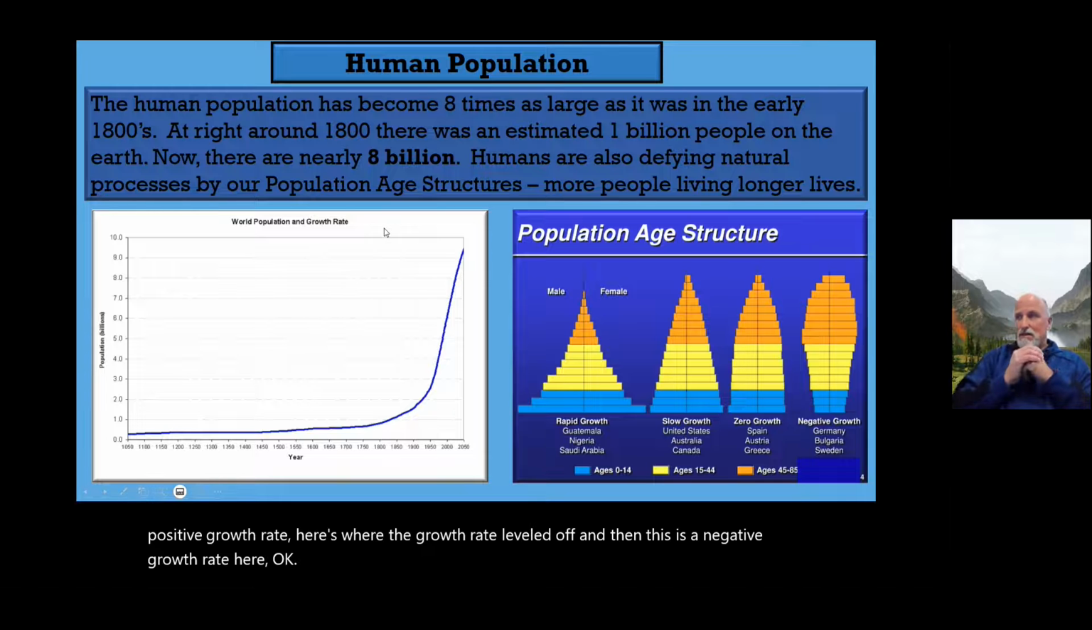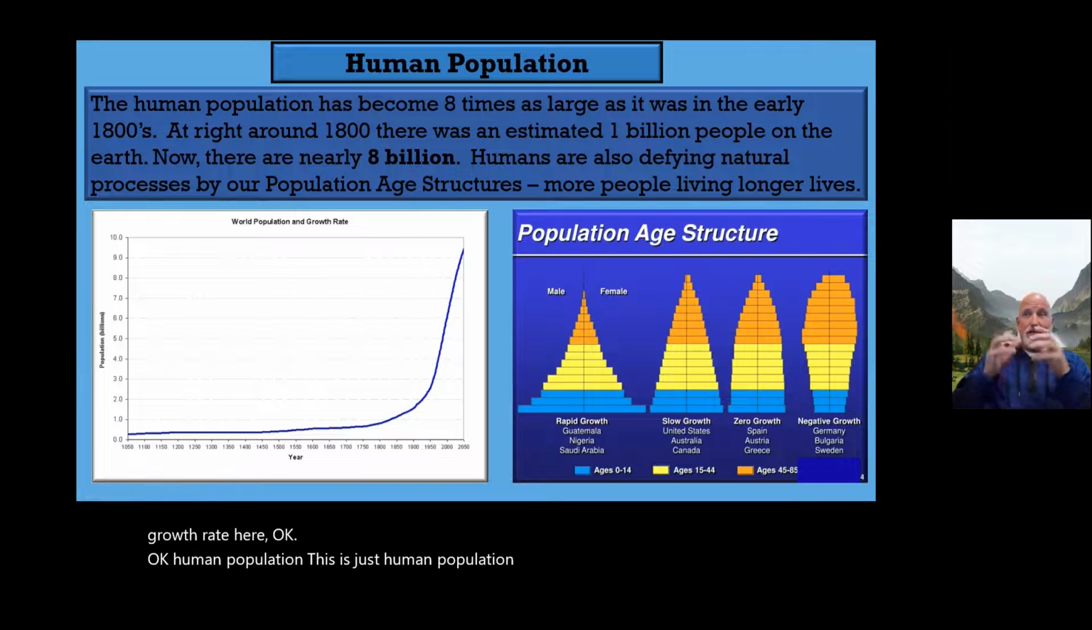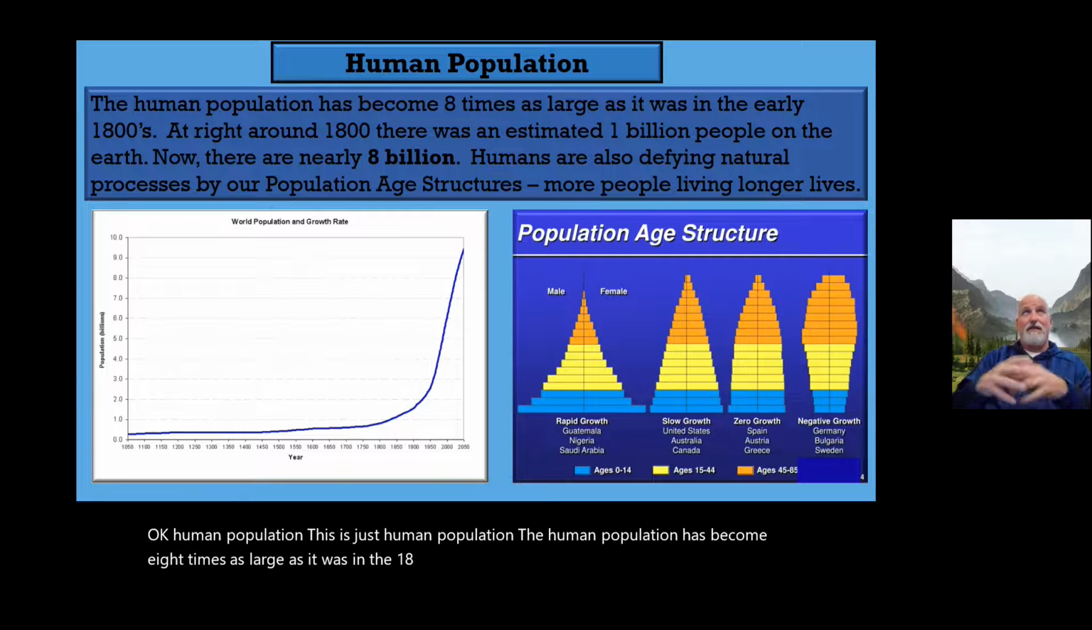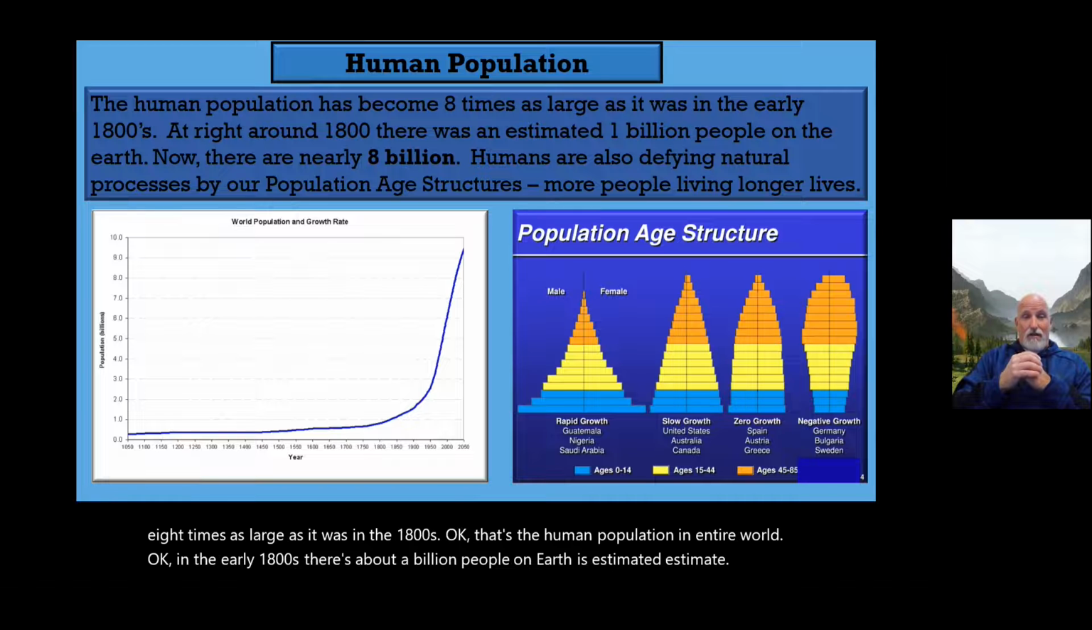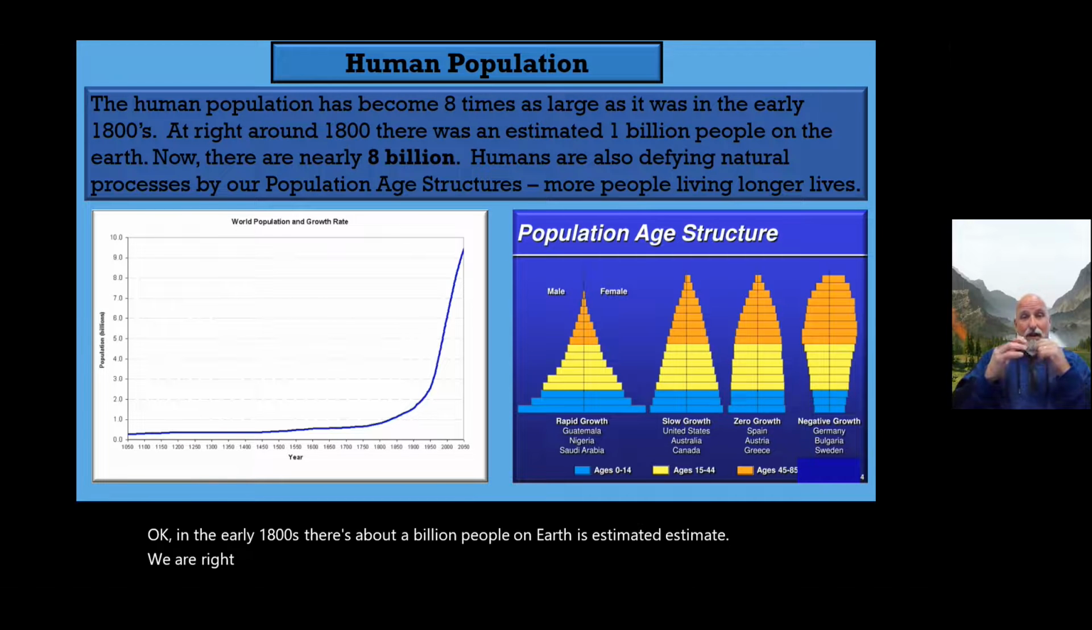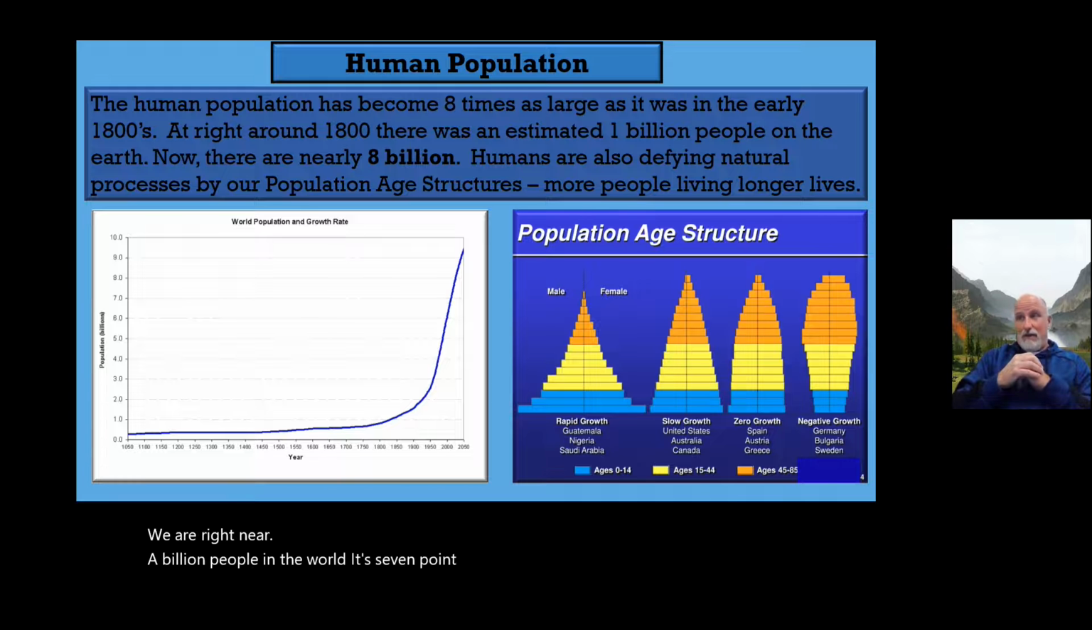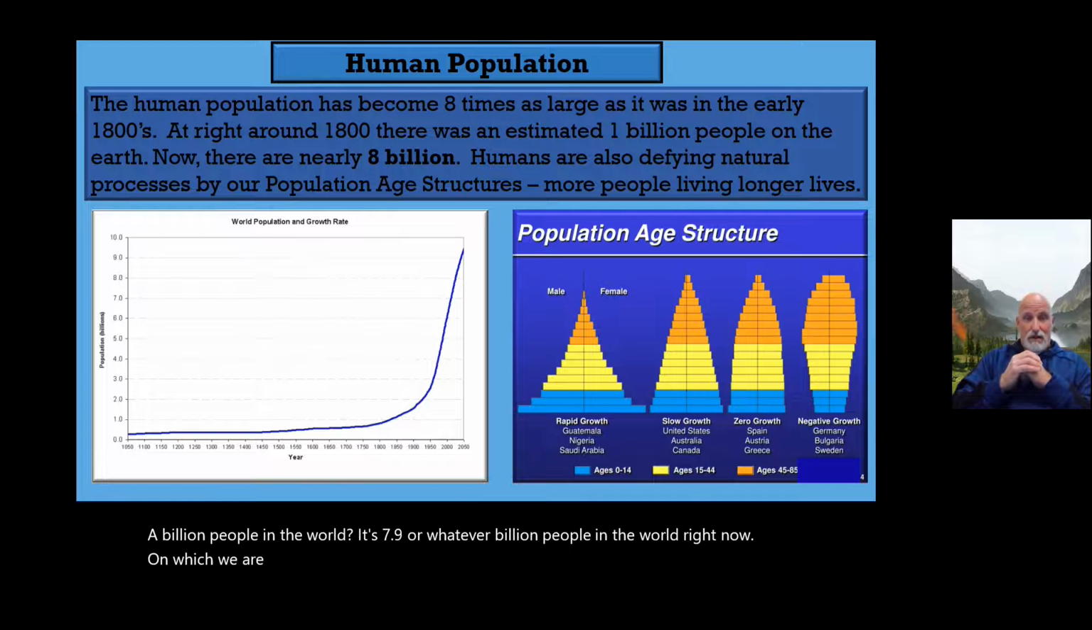Human population, this is just human population. The human population has become 8 times as large as it was in the 1800s. That's the human population in the entire world. In the early 1800s, there was about 1 billion people on the earth, is the estimate. We are right near 8 billion people in the world. It's 7.9 or whatever billion people in the world right now, and we are impacting this world tremendously because of that.